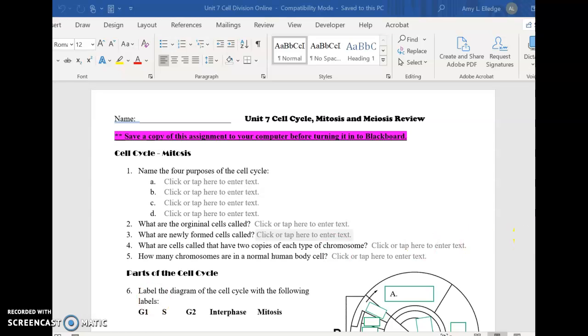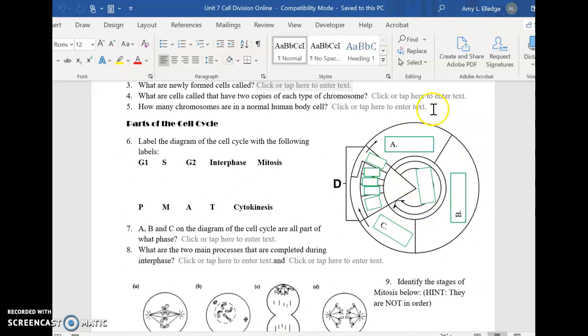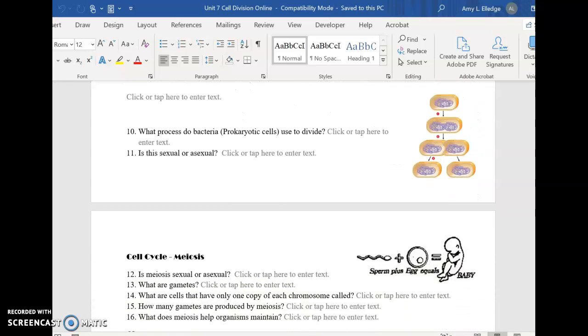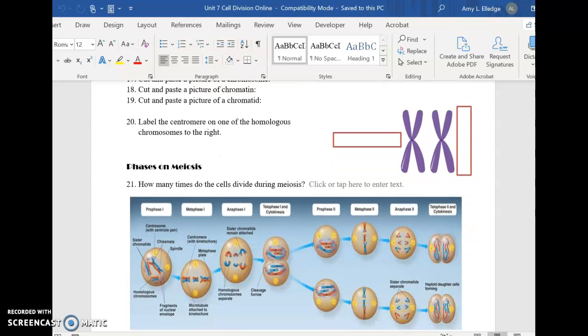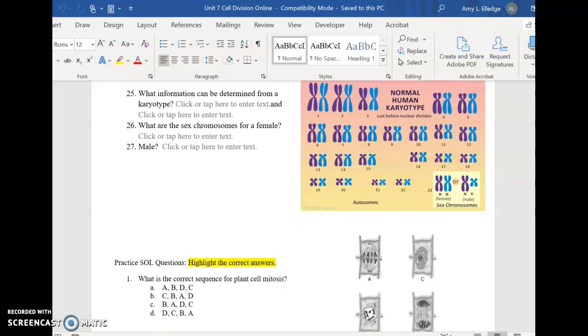Hi folks, here we are at Unit 7, the cell cycle, mitosis and meiosis review. On your version, I didn't realize till later that you're missing the A, B, and C on the diagram, so you might want to add those in, and then you should be able to answer those questions. And I'm going to zoom on down to our multiple choice. Here we go.